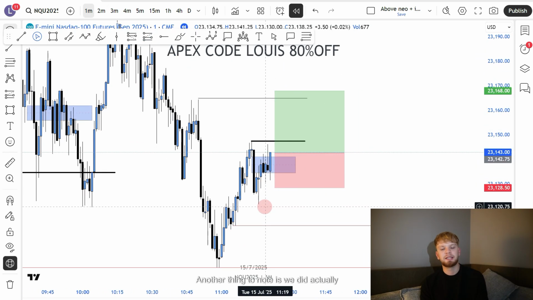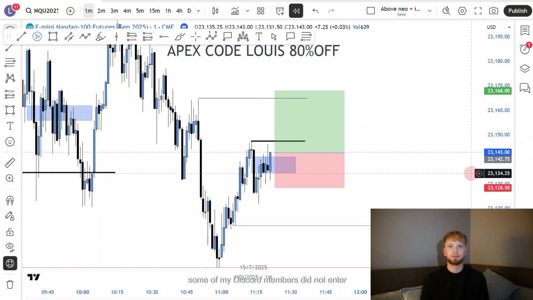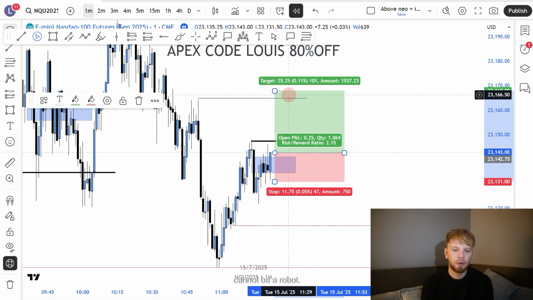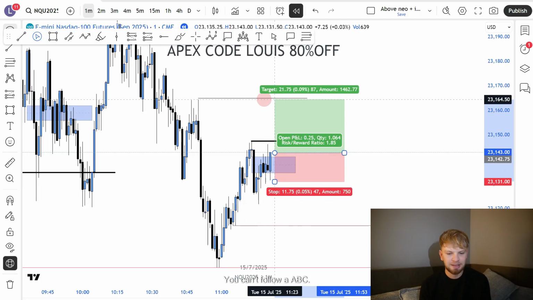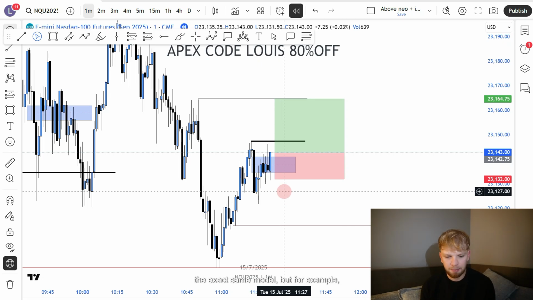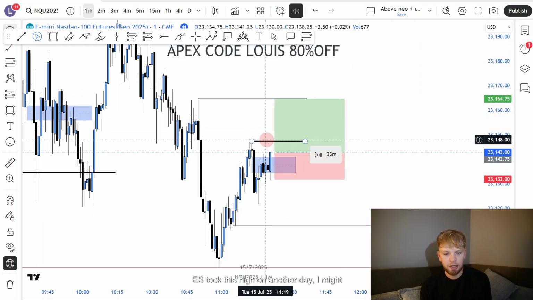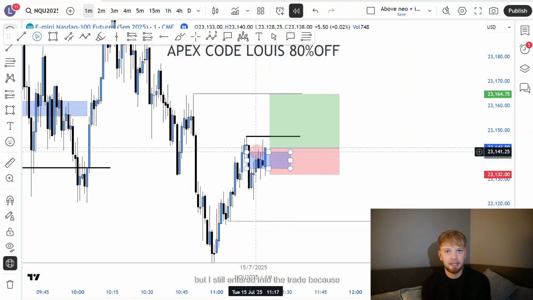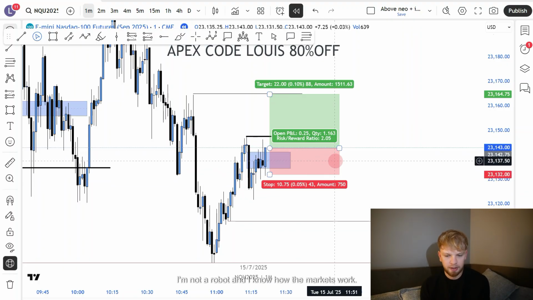Another thing to note is we did actually take this high on ES, and I know that's why some of my Discord members did not enter into this trade. But remember, when you are trading, you cannot be a robot. You can't follow an ABC pattern and stick to it every single day. Of course you need to have rules in place, but you just can't be a robot. No successful trader takes the exact same setup every single day, day after day. Of course they take the same model. I trade the exact same model, but for example, if ES took this high on another day, I might not have wanted to enter it, but ES did take this high today, but I still entered into the trade because I'm not a robot and I know how the markets work.